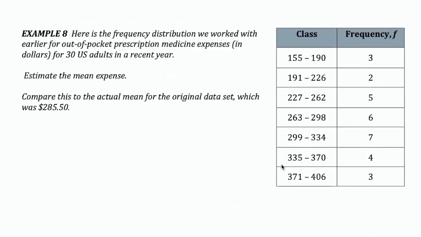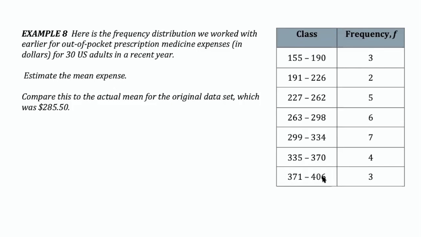This is the frequency distribution we worked with before, which is the out-of-pocket prescription medical expenses in dollars for 30 US adults in a recent year. Estimate the mean expense. Again, we're going to assume at this point I don't have the original data set. All I have is data like this, which if you go searching on the internet, very often you will find the data has been organized for you. We can still calculate the mean with this table.